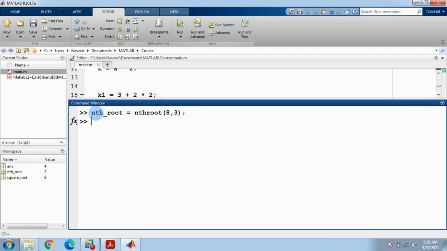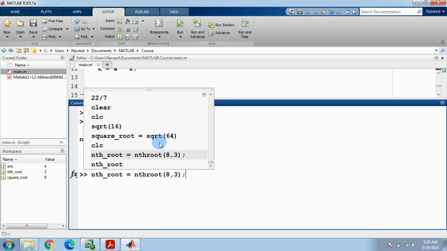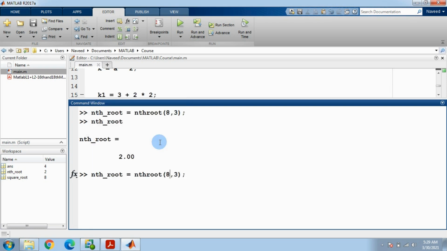Now as I hit enter, the result is assigned to this variable nth root. If I want to print what value it is storing, then I can just write the variable name and then hit enter. So as expected, the value 2 is stored in the nth root. You can try different examples and see different numbers and take the different roots of it and see it for yourself also.